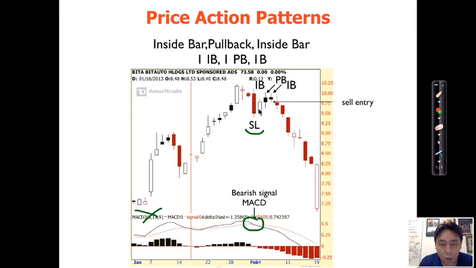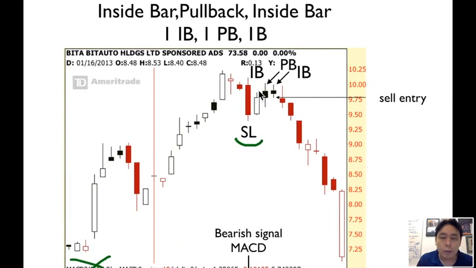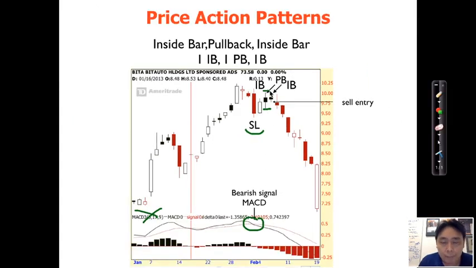Right after that, what is this called? Inside bar. Can we take the trade yet? No, we can't. We need at least one pullback, right? Right after that inside bar, we have a pullback, making a higher high, higher low. Can we take the trade? Yes, we can. We place our sell order over here, right below the low of that candle. That's a sell stop limit order. Our stop loss is over there.